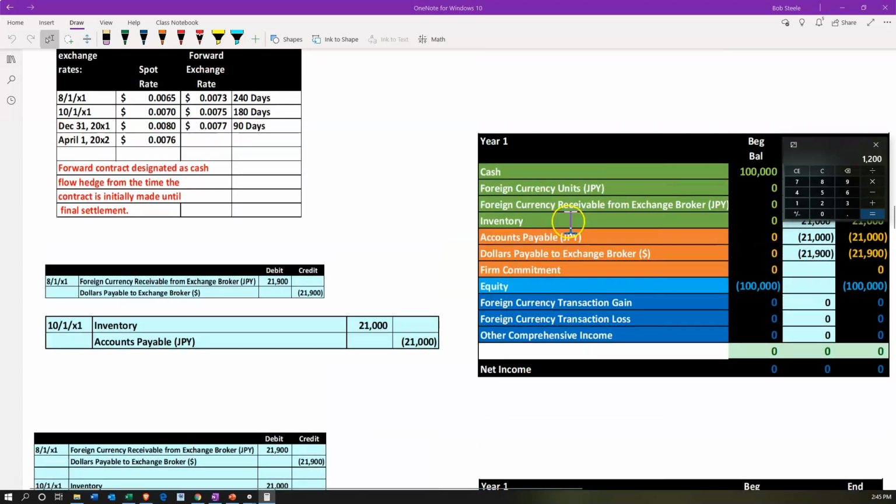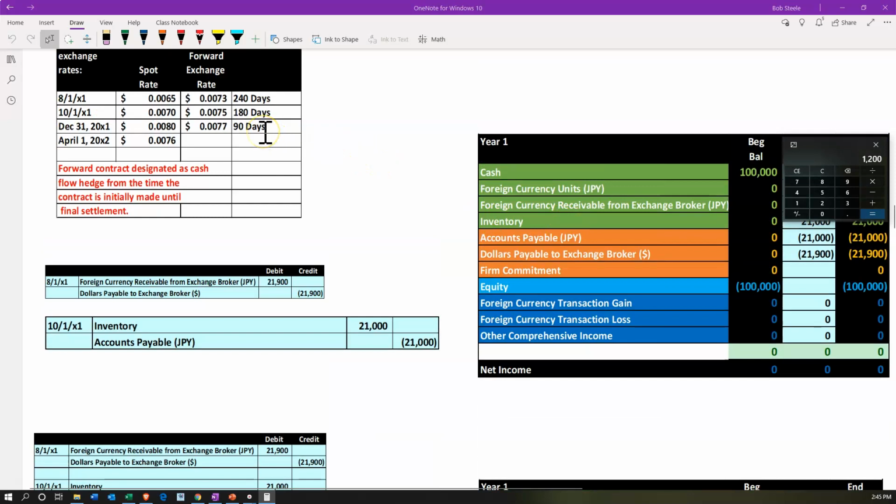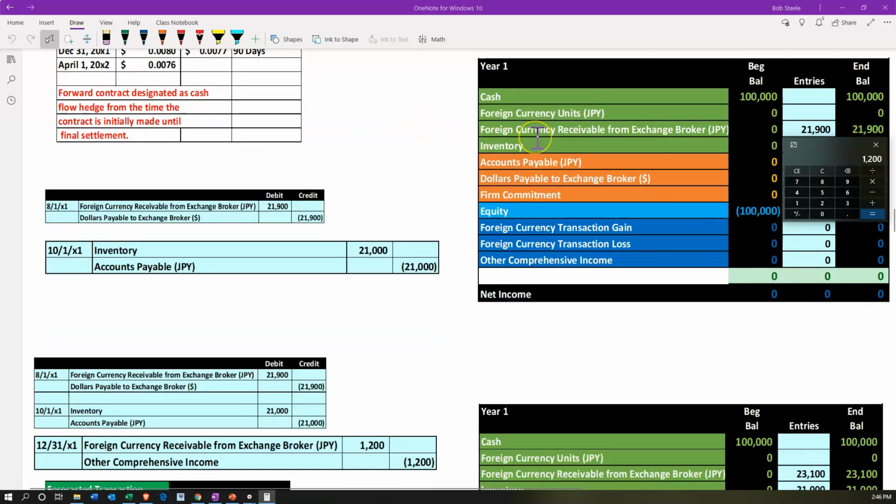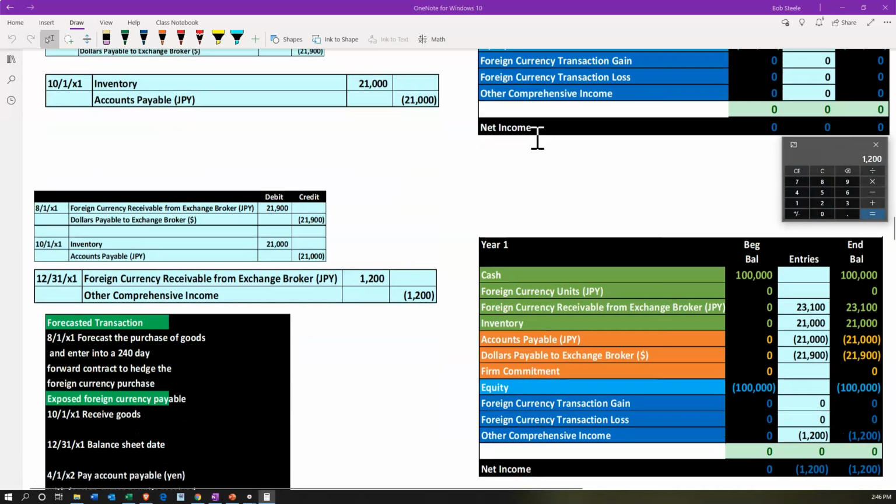Why is it going to result in a gain? Because last time we measured this was on, I believe, 8/1. So we had the 0.0073. That was 1 yen is equivalent to $0.0073. Now 1 yen is worth $0.0077. The yen has become stronger. And we're talking about a receivable. We're going to be receiving yen. Therefore, the fact that we're going to get something that's more valuable than it was before means that we're going to get a gain.